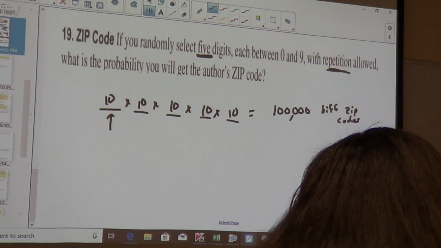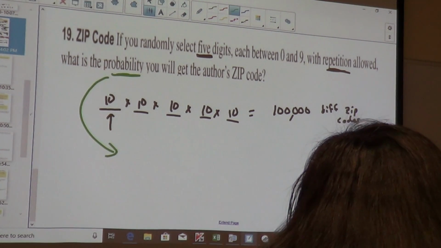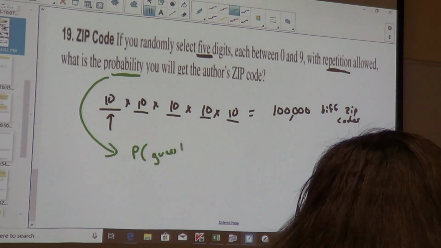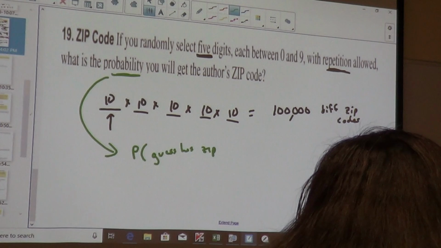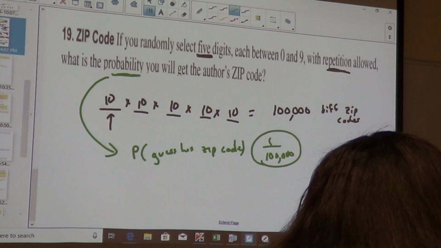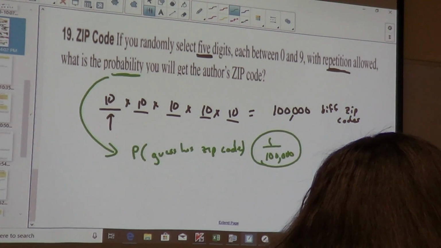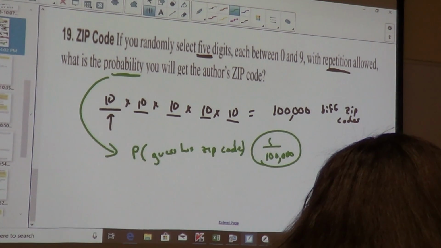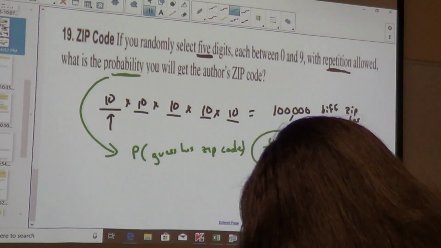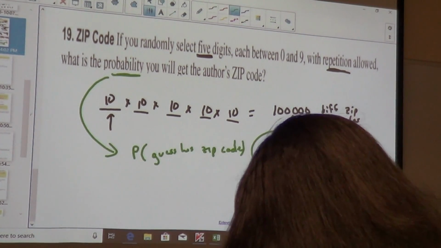Now, that really wasn't my question. My question said, what is the probability? The probability of me guessing his zip code is 1 out of 100,000, which means it probably ain't gonna happen. So you wouldn't do the 5 because that's 5 digits? No, no. The 5 was just telling me how many total, but when I guess those 5, that is 1 zip code. Okay. Cool?